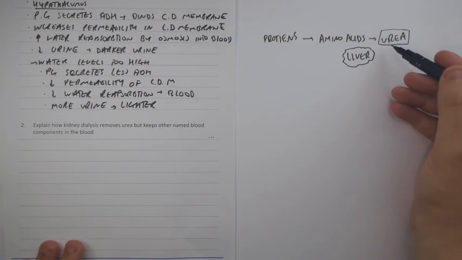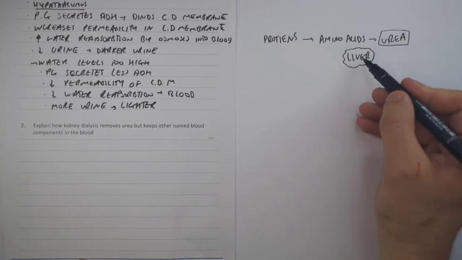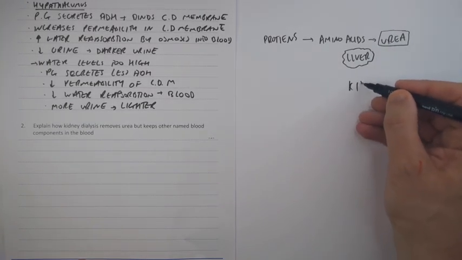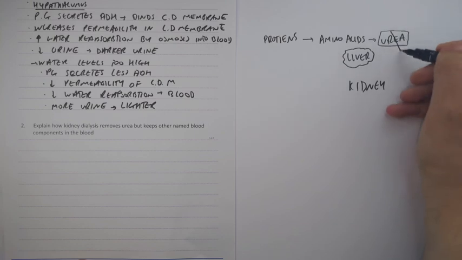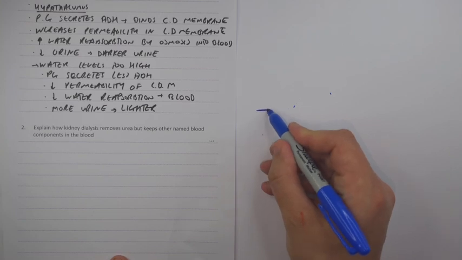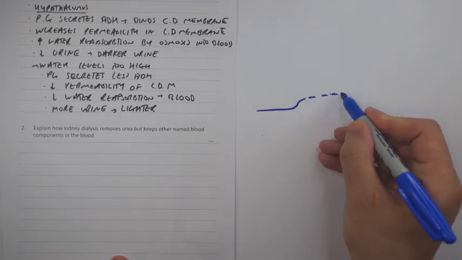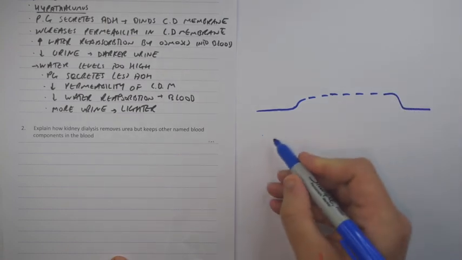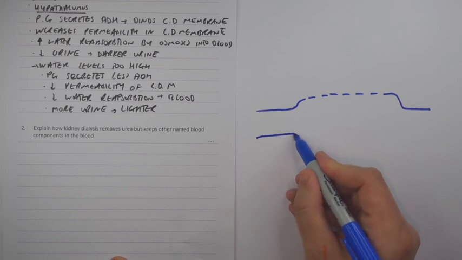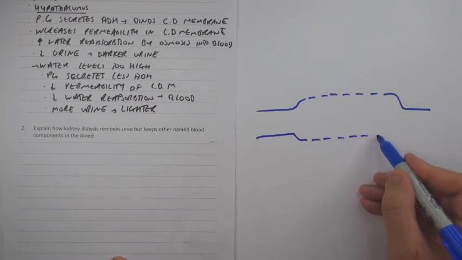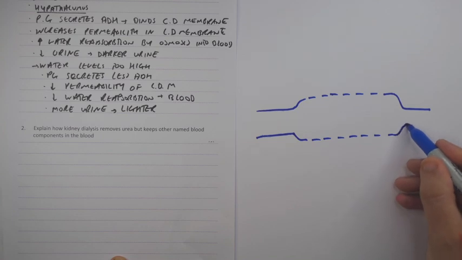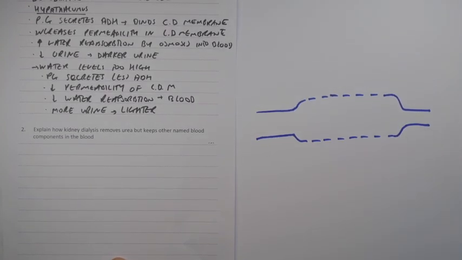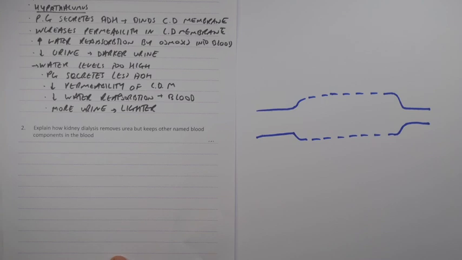So what happens if the kidney doesn't work? Remember, the liver forms urea and the kidney removes it from the blood, which we urinate out. So this here is the kidney dialysis machine, and I'm going to show you how urea is removed, but all the other substances are not removed.